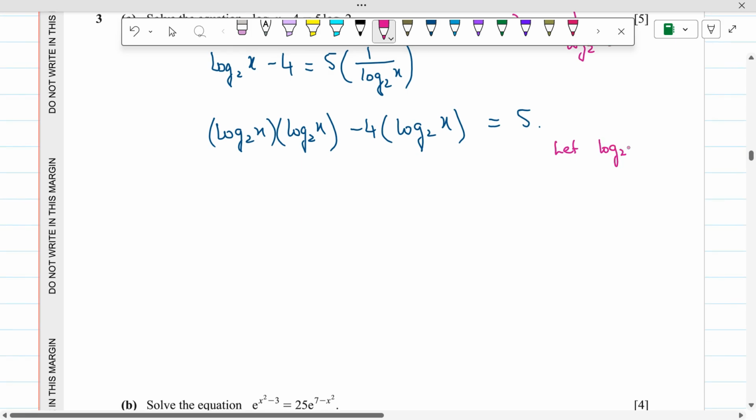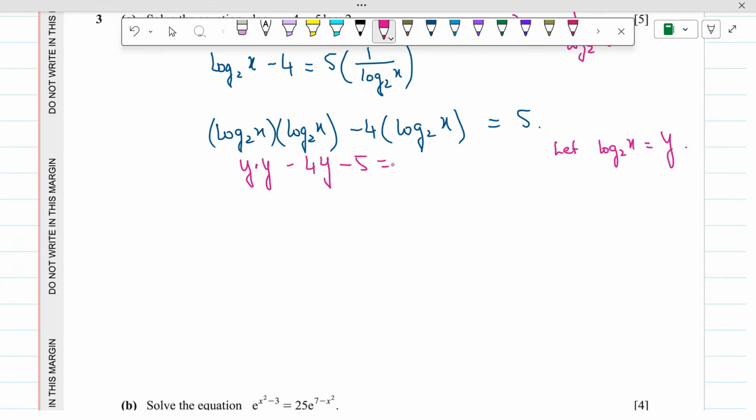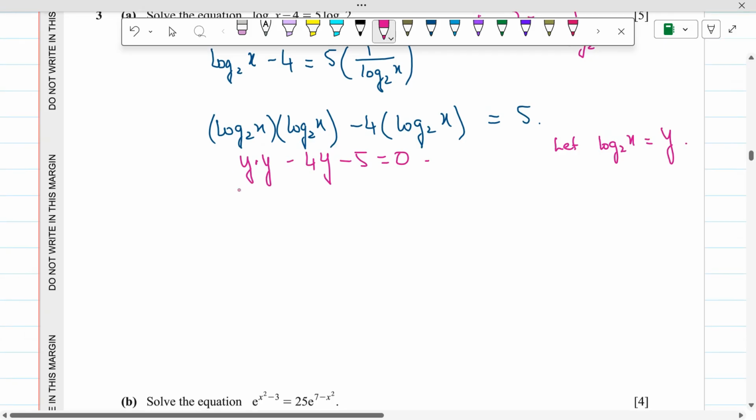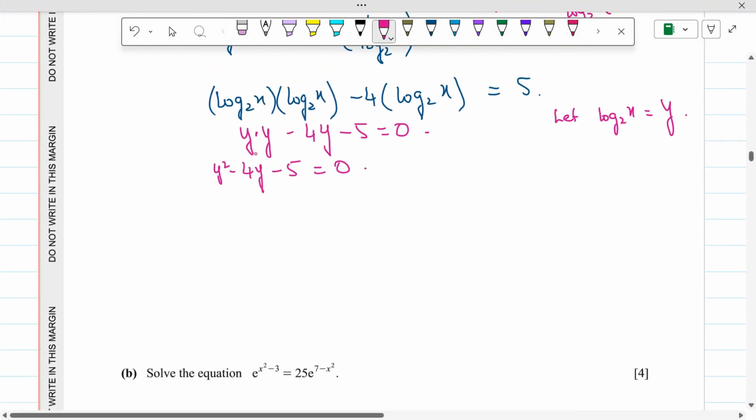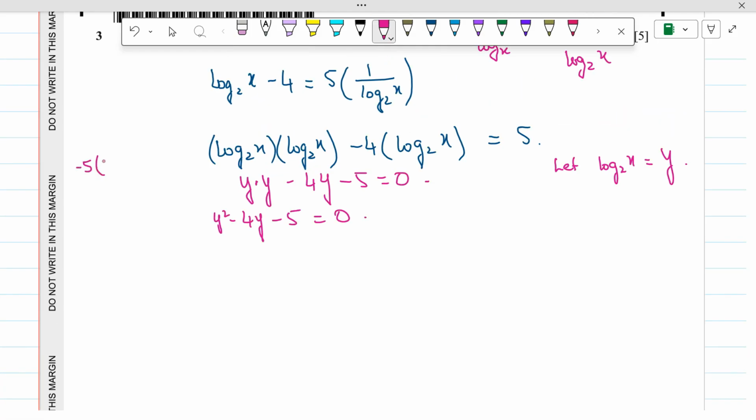Let log base 2x is equal to y. So this one is equal to y times y minus 4 times y minus 5 equal to 0. Or you can write it y square minus 4y minus 5 equal to 0. This is a quadratic equation, and this quadratic equation can be solved by factorization, because negative 5 times 1 is equal to negative 5. When we add them, negative 5 plus 1 is equal to negative 4.